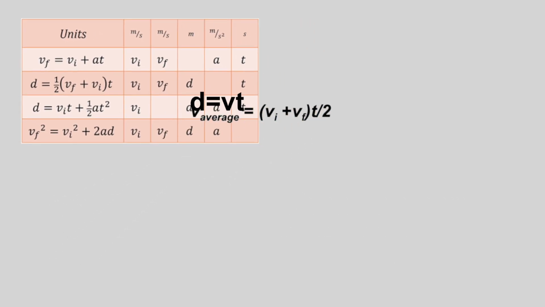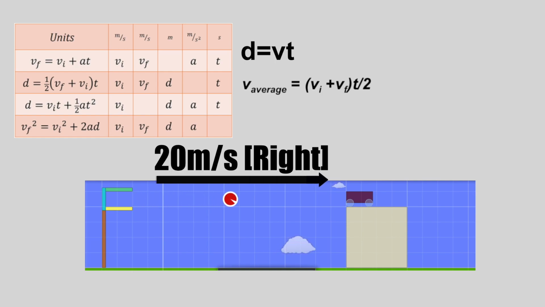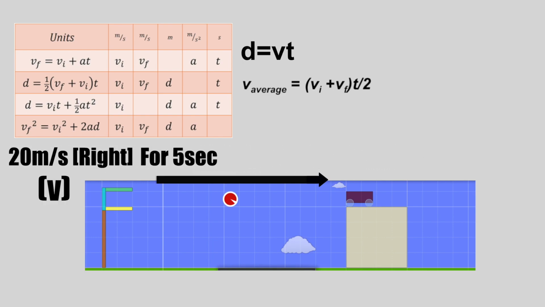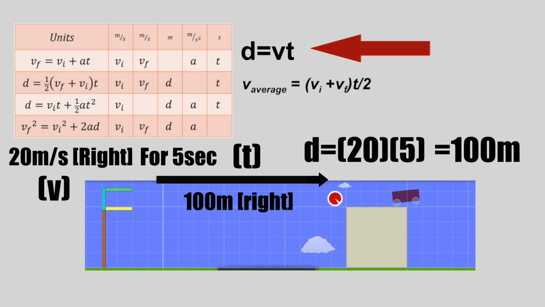And now let's take a look at an example. Let's say the circle is traveling towards another object at a constant velocity of 20 meters per second, since it's going right, for 5 seconds. If we know the circle's velocity and the time it takes to hit the object, we can simply use the equation d equals vt to calculate the travel distance. If we crunch in the numbers, 20 times 5, it will give us 100 meters, which is the travel distance.